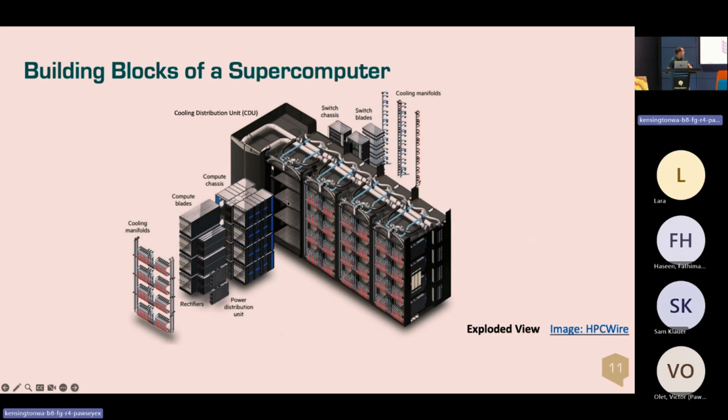As I was saying, we have racks. Then one level down, we have compute chassis. There are 8 chassis here, 4 on one side and 4 on the other side, and they contain around 8 compute blades, and then each compute blade contains 2 or 4 nodes. So it's a highly dense packed architecture.